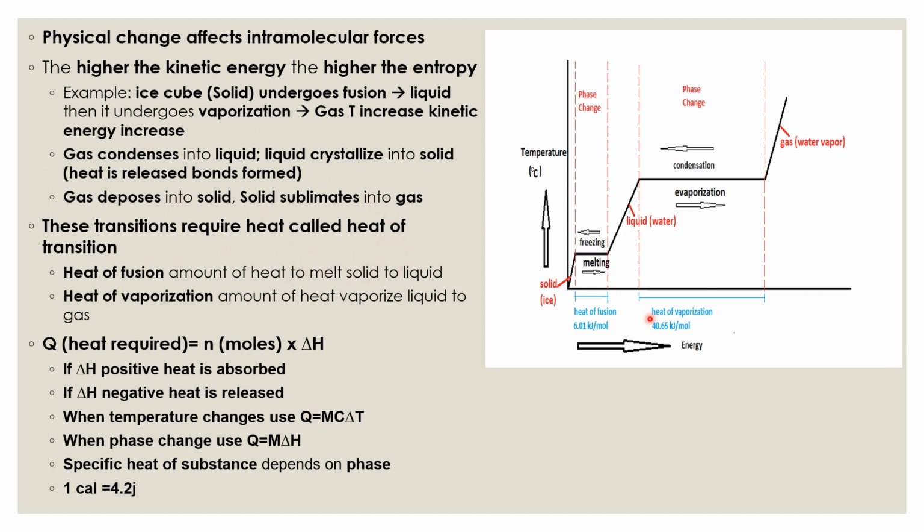So for instance, heat of fusion is the amount of heat to melt a solid into a liquid. Heat of vaporization is the amount of heat to vaporize a liquid into a gas. And Q is the heat, calculated using moles times delta H, which is enthalpy. If enthalpy is positive, heat is absorbed. If enthalpy is negative, it means bonds are formed and heat is released.